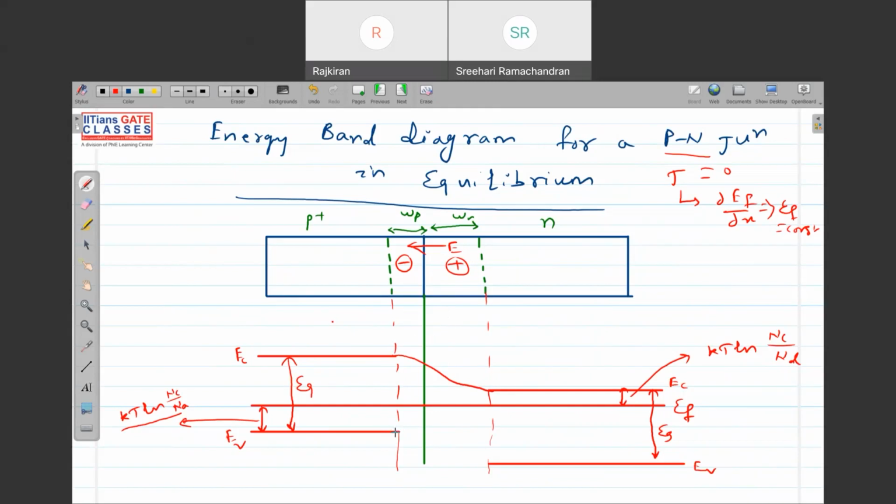Similarly, the gradient of the EV also will give me the amount of electric field, right? This is the energy band diagram of the PN junction. Clear to you? Okay, so this curvature depends upon the doping. How do we know from this curvature how it will be curved?